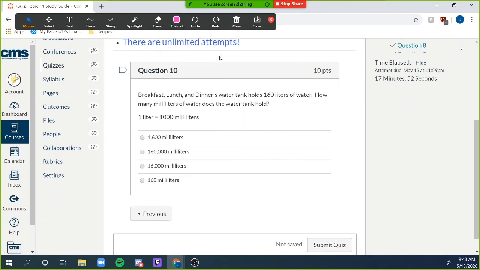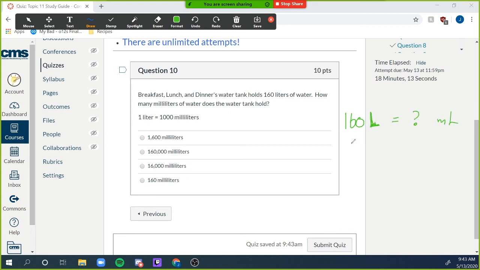Breakfast, lunch, and dinner's water tanks. Water tank holds 160 liters of water. How many milliliters of water does the water tank hold? And I'm not going to use King Henry for this one. I'm going to use the other one. We know it's 160 liters, and we want to go to some milliliters.